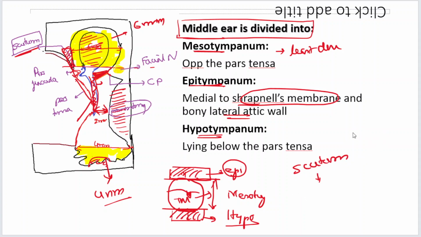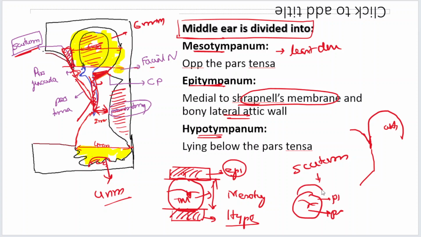So if I draw it again, this is the scutum, and this is the attic. And from there starts the pars flaccida. From there starts the tympanic membrane. So if you look at the tympanic membrane, this is the pars tensa, this is the pars flaccida. Above it, the bony wall that is there is called the scutum.